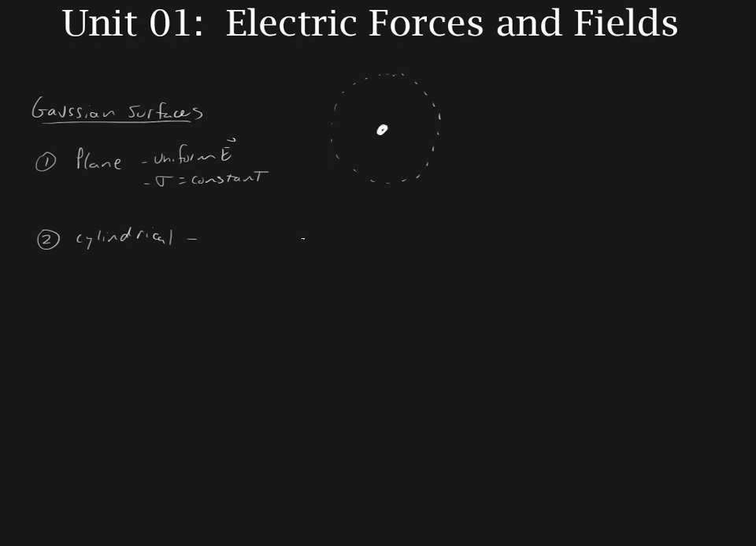The second type of Gaussian surface that we're going to use is cylindrical. And cylindrical is just a cylinder, and we're going to use the cylindrical Gaussian surface whenever we have a line of charge. And it doesn't strictly speaking have to be a line. It could be another cylinder, but as long as they're centered on each other, they're going to work for Gauss's law.